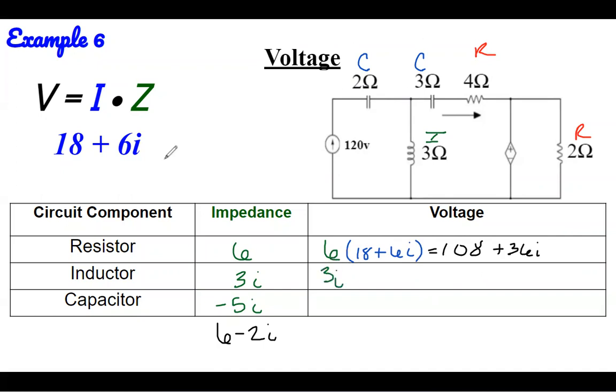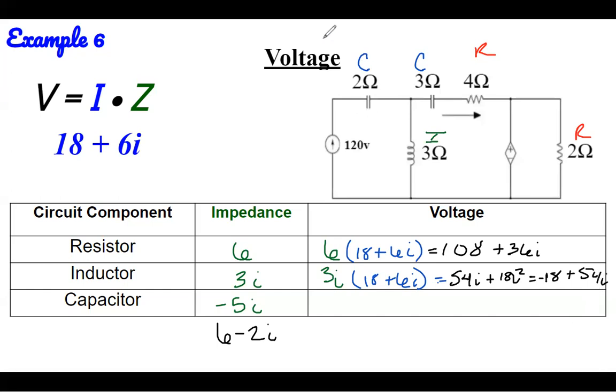Let me write it out, and then I'm multiplying it by the current that's given. So it's 18 plus 6i. 54i plus 18i squared, and then it turns into negative 18 plus 54i. All right, Victor, pass it on.